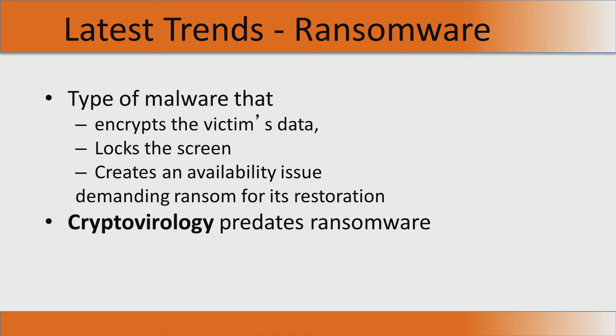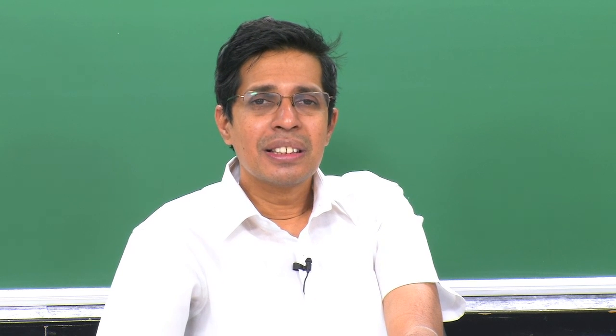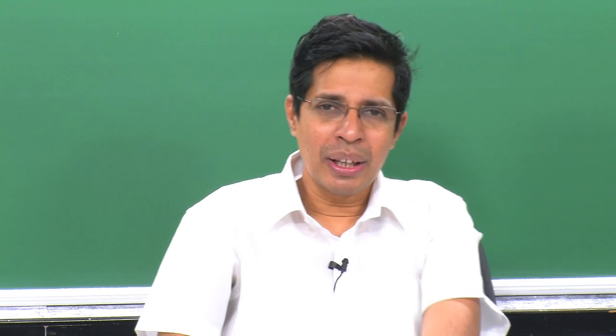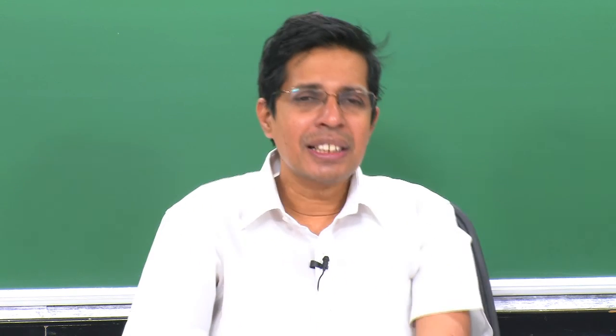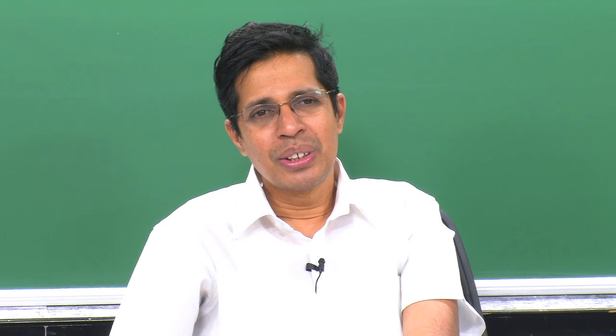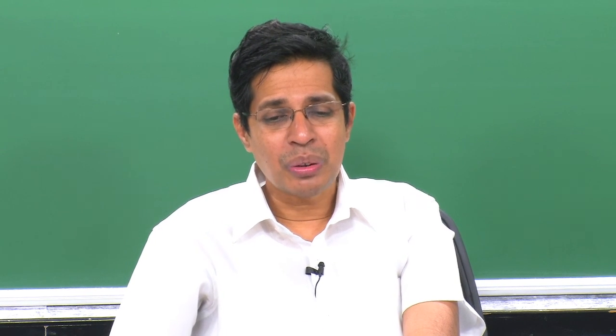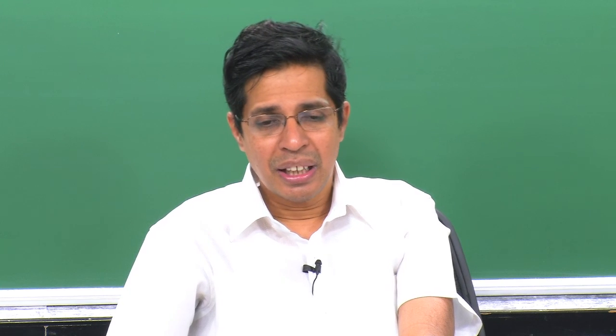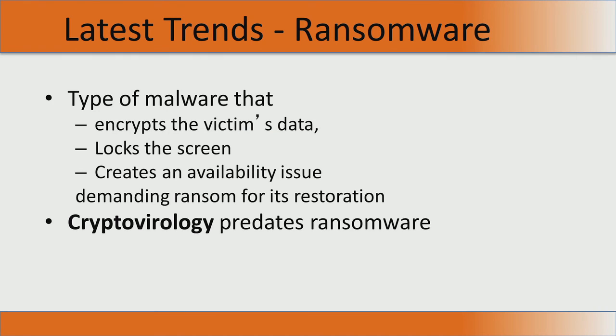There is also a very interesting trend called ransomware. What happens is the malware in your system will go and encrypt the victim's data. It will go and encrypt your data, you are the victim, and then it will also lock the screen. This will create an availability issue, you can't log in, you can't find anything. Then it actually starts demanding ransom for its restoration. Sometimes this is also called cryptovirology, and in modern terms it is called ransomware.